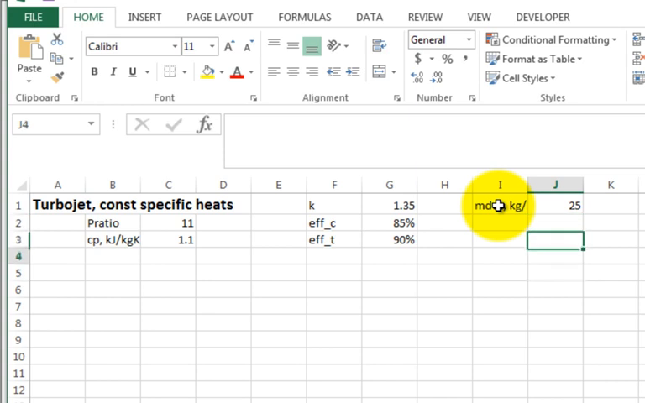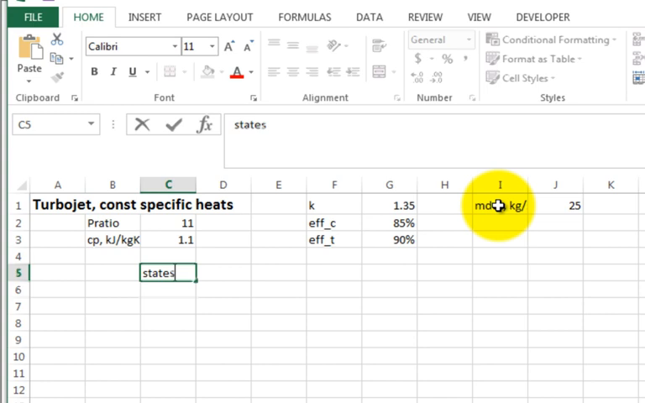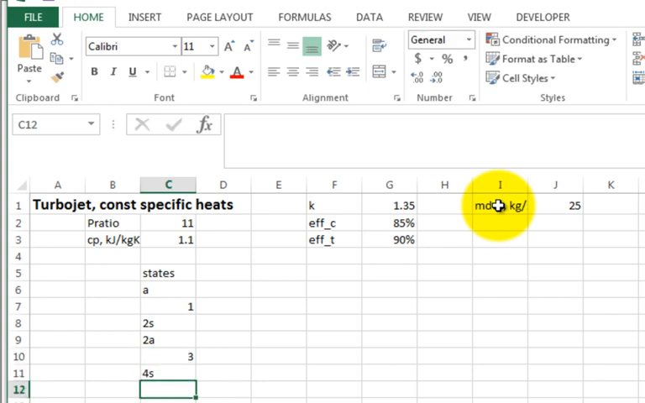And let's jump into it. I like to make a table of states. And since I've scoped out the problem, we know that we're coming in with state a, and then we go to state 1 after the diffuser. Then through the compressor, I need to do it isentropically as well as the actual exit at the end. That's my notation. Then at the exit of the combustor, then isentropic expansion to state 4s through the turbine, then 4 actual, and then b is the exit.